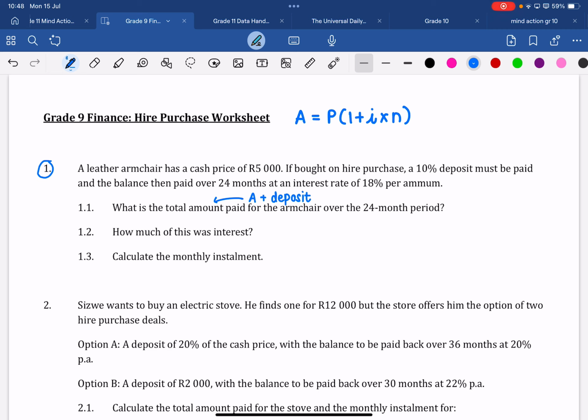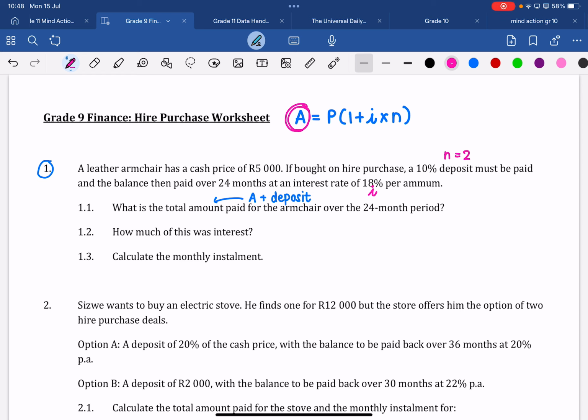Now guys, how do you find A? By using your simple interest formula. What do we sub into that formula? We sub in a P value, an I value, and an N value. The I value is going to be 18%. Are we happy with that? That's the interest rate that they are charging us, right? What is N? How many years? 24 months is 2 years. Okay, so for this one, N is going to be 2.